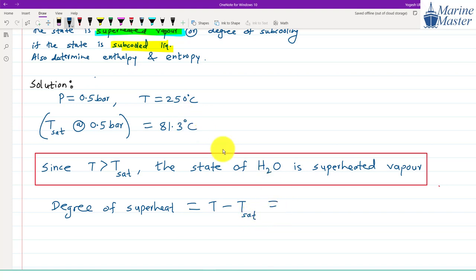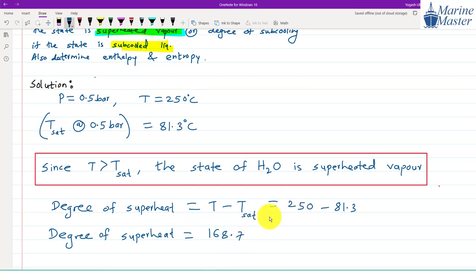How much temperature do we have? 250. The corresponding saturation temperature for 0.5 bar is 81.3. Put these values in your calculator and do the calculation. We get a degree of superheat of 168.7.